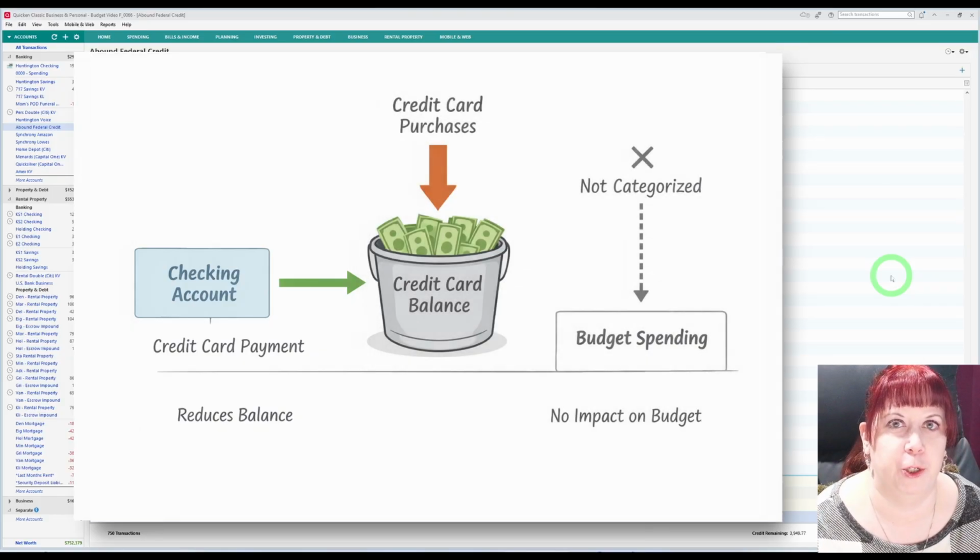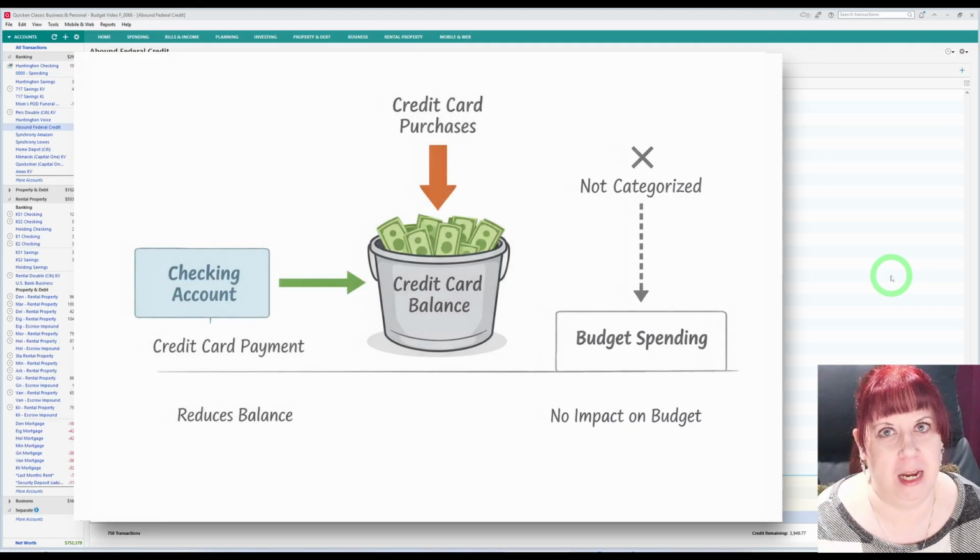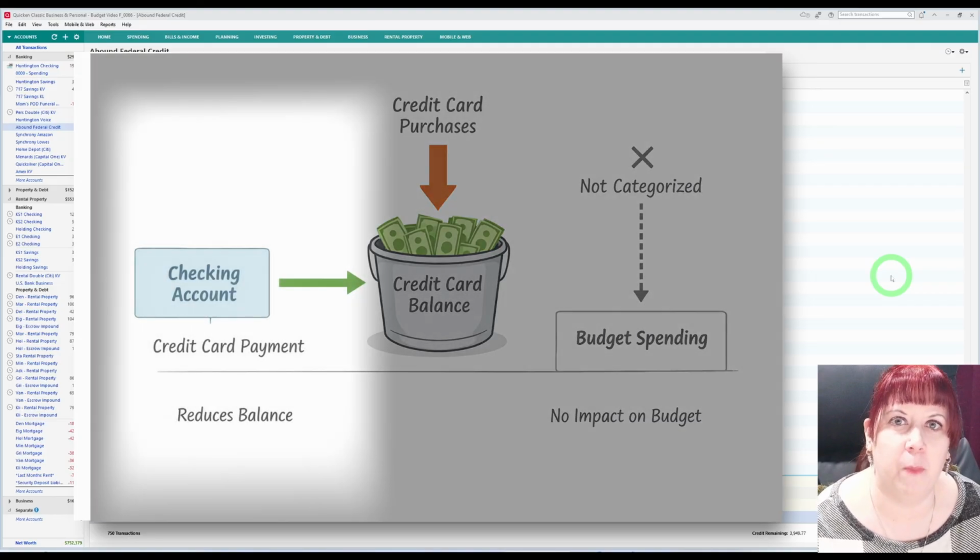If your credit card purchases are not categorized, or they're categorized in a way that isn't included in the budget, the budget doesn't see that spending at all. So now you're in a situation where you know you spent money, but the budget doesn't reflect it. Then the credit card payment happens. You see real money leave your checking account, and naturally you think, why isn't my budget showing this?